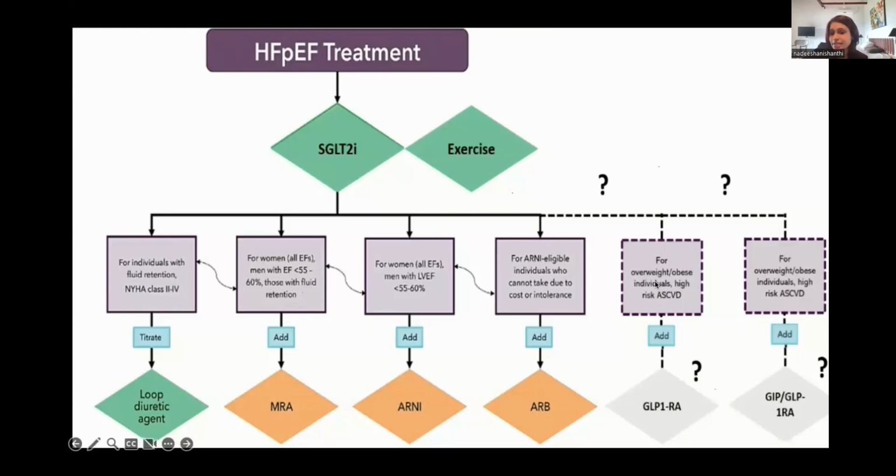And the trials were done especially in obese populations, and they showed reduction in body weight as well. And there's another drug, a GLP-1 and GIP receptor agonist. It will come in the future. That also needs more trials in the CKD population. That also showed significant reduction in cardiovascular deaths.